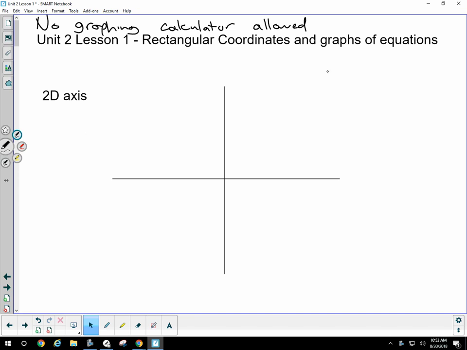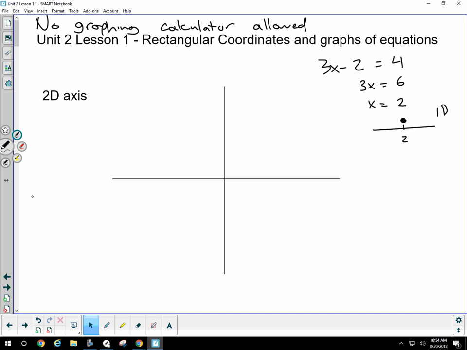Okay? Now, last unit, we talked about equations with one variable, like 3x minus 2 equals 4. And we could solve this equation. I could add 2 to both sides and then divide by 3 or multiply by 1/3, and I get x is equal to 2. If we could plot that solution on a one-dimensional axis, this is 1D, one dimension, and I'd say, oh, x is 2. Boom. That's the only thing x can be.